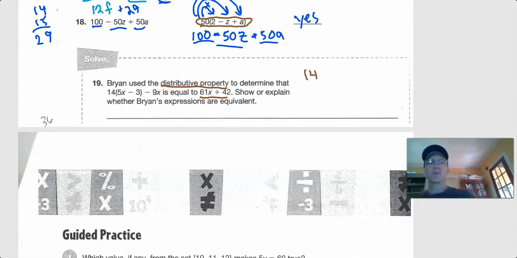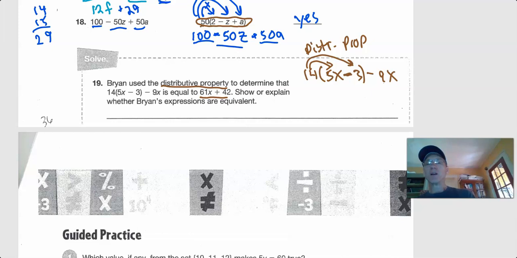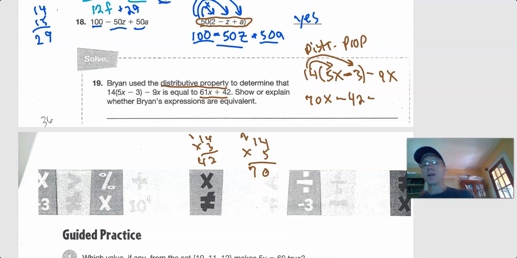Let's go 14, and then in parentheses, so times 5x minus 3 minus 9x. Let's use our distributive property. So that means 14 times this, and then 14 times this. Don't forget that minus sign. All right, 14 times 5, so you can work that out. Okay, and you've got 70x, right? So 70x minus 14 times 3, 42, minus 9x.